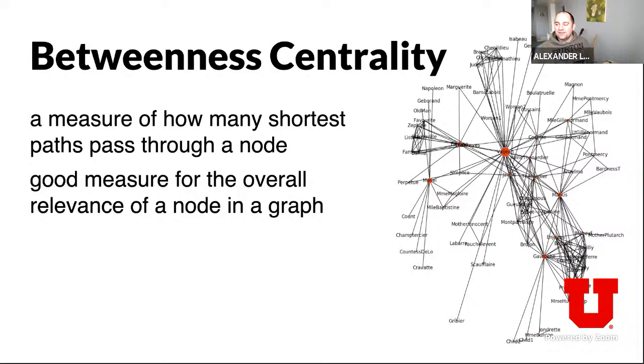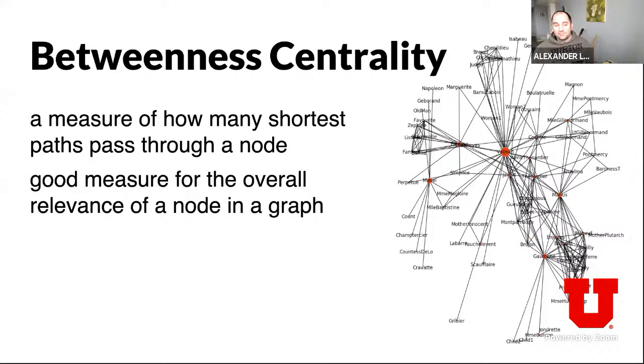If you look at this network compared to our degree network, these nodes down here are suddenly not very important. They have a lot of connections and a fairly high degree, but there are lots of alternatives if you are looking for the shortest path. Whereas Valjean, of course, as the central node, has a really high betweenness centrality. And Muriel, because she connects all of these outlying nodes, all of those nodes have to go through her, and therefore she has a very high betweenness centrality. So betweenness centrality is a good measure of the overall relevance of a node in a graph.